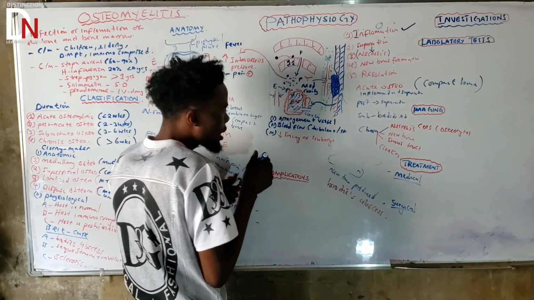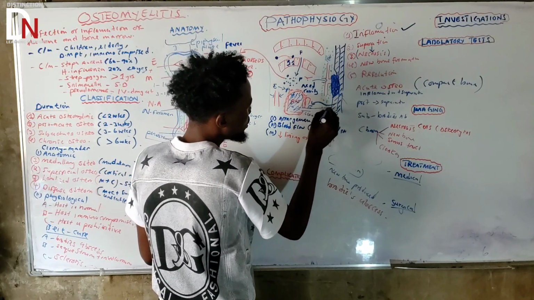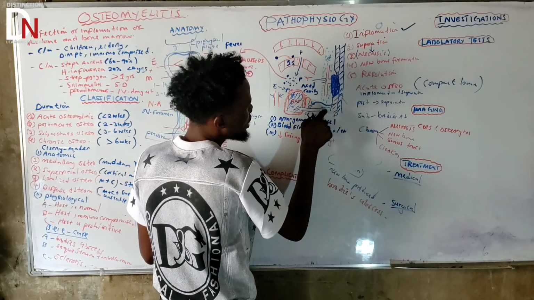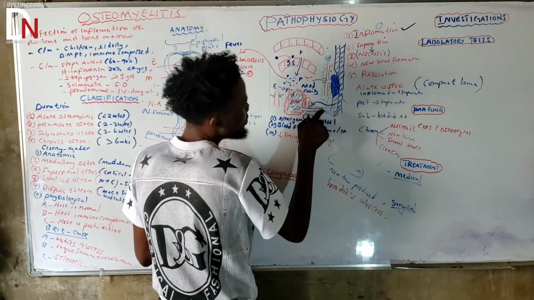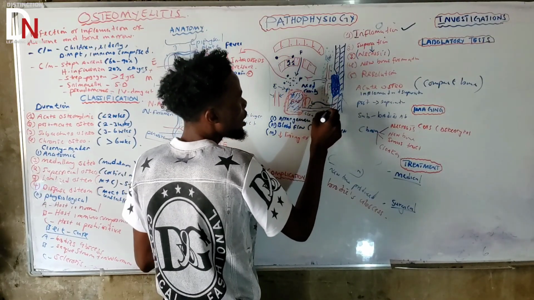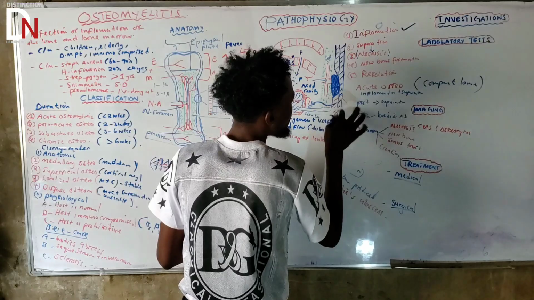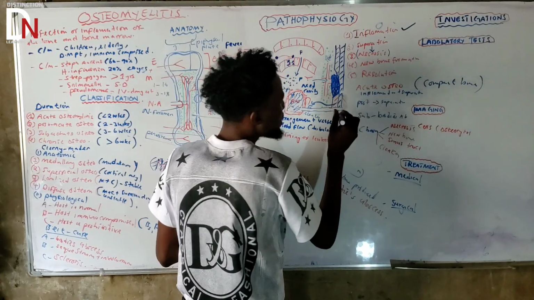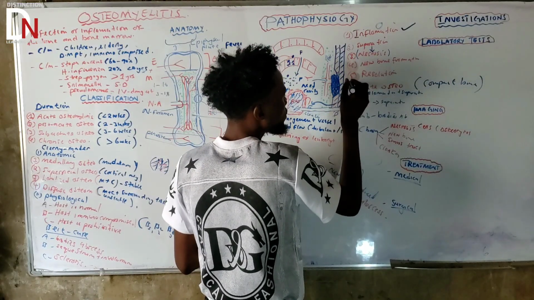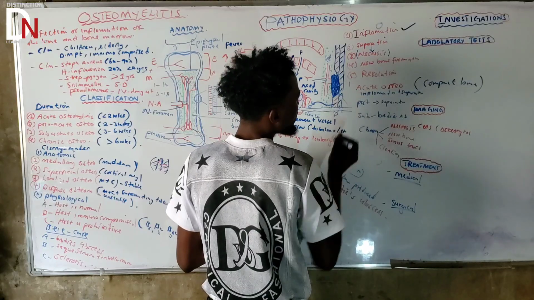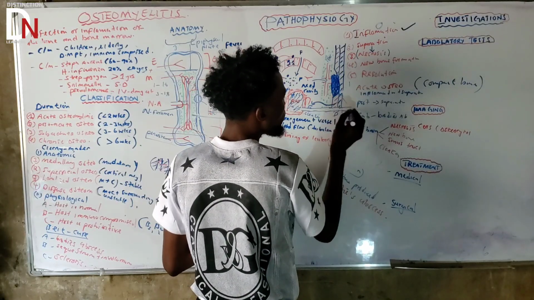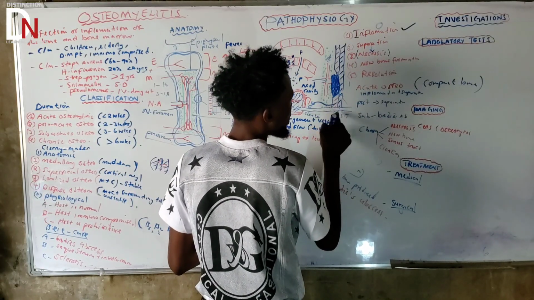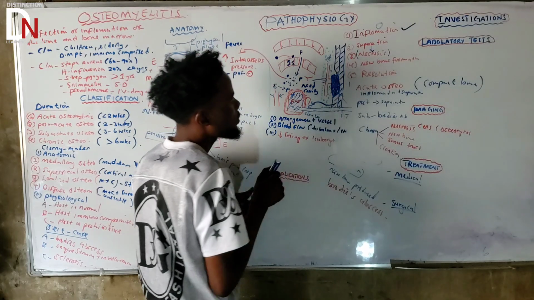Now this cloaca can continue going like that. It can pass through the cortical bone, and it can pass through the periosteum. Remember that outside the periosteum there's the skin, so it forms an opening through the skin. This whole thing is what we call a sinus tract.